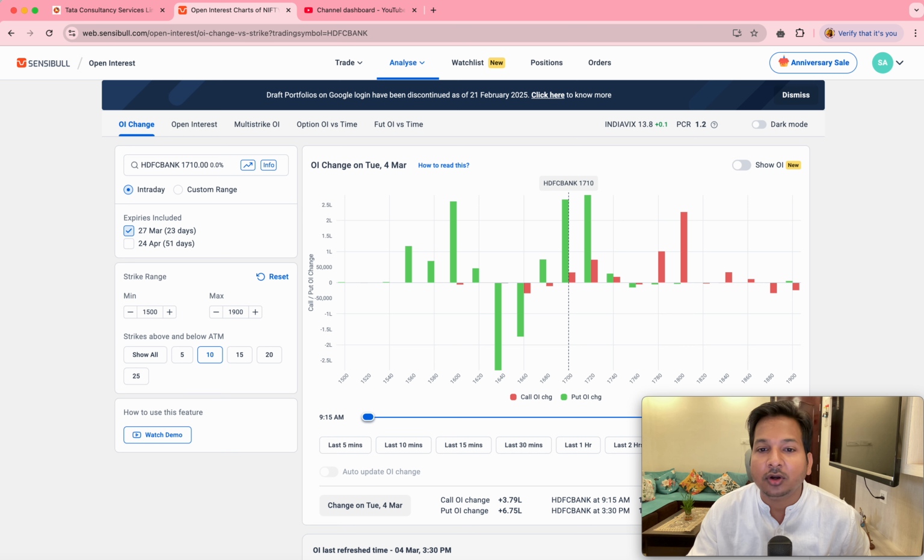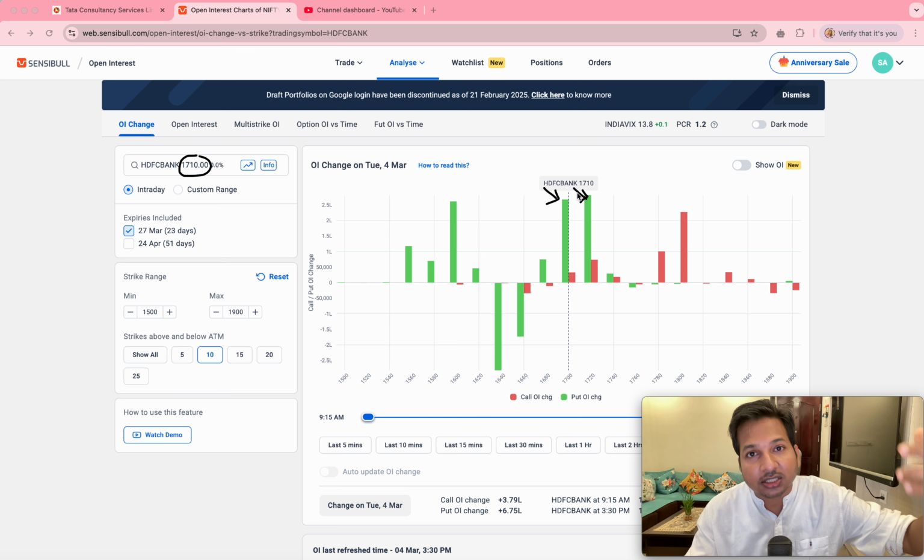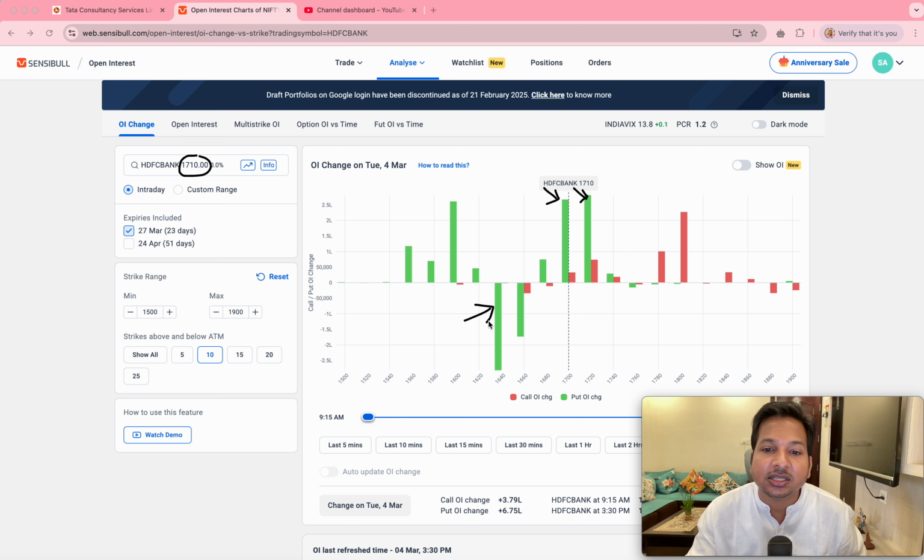If you want to know, you can see that OI data has increased at 1710 and 1720. The stock price is at 1710, but put options are increasing at 1720 also, higher than the spot price. So the stock can cross 1720 and go higher, and at these two strike prices, the OI data has decreased.